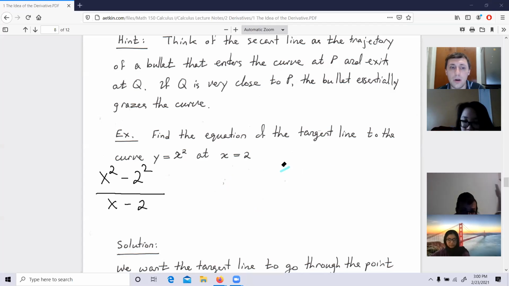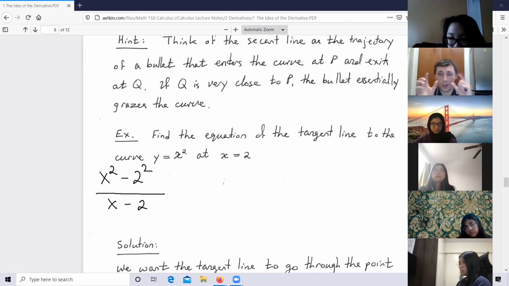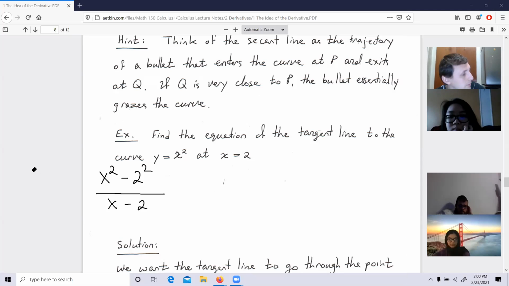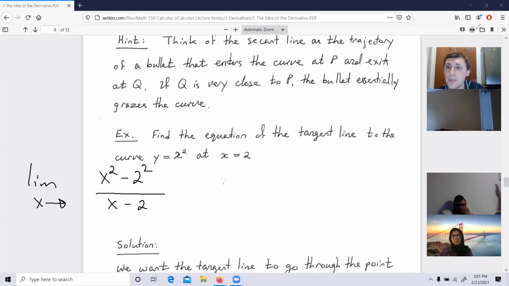Now, what do I do next, guys? I don't want just any point x squared. I want x squared to be very close to 2 squared, yes? So I want the x coordinate to slide towards what? So I take the limit where x goes to what value, please? 2.